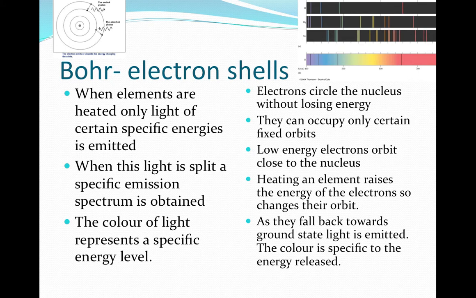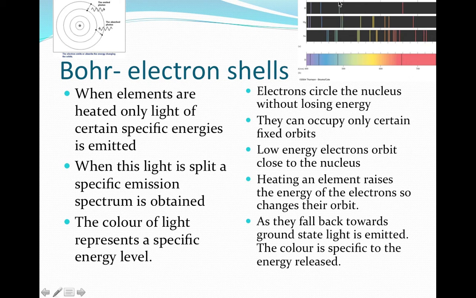So we excite an atom by giving it lots of heat. And that makes the electrons get more energy. And when they get more energy, they move to a higher energy level, or a shell which is further out. When they get there, that's unstable, so they're going to fall back down towards their ground state. The ground state is their normal place where they like to be. And when that happens, they give out light, because light is a type of energy.